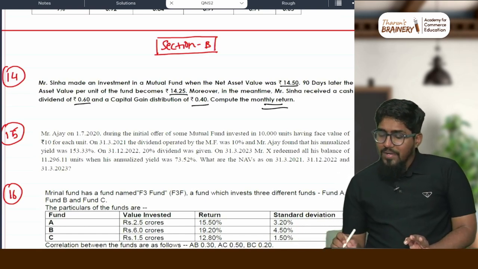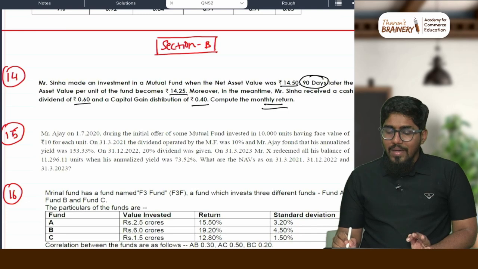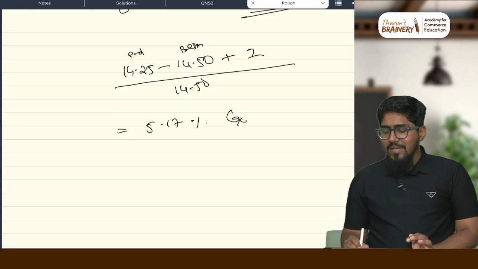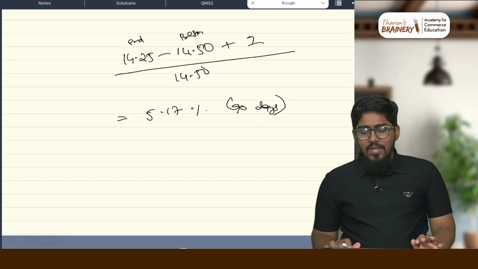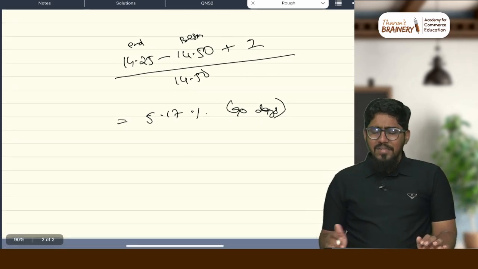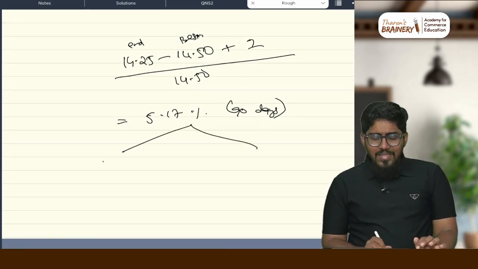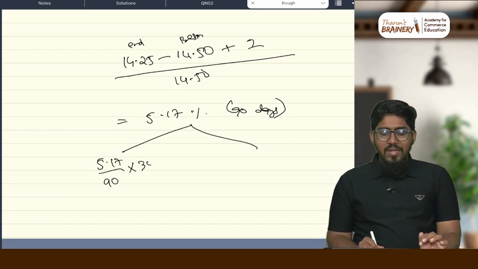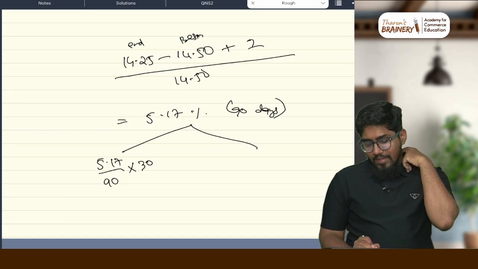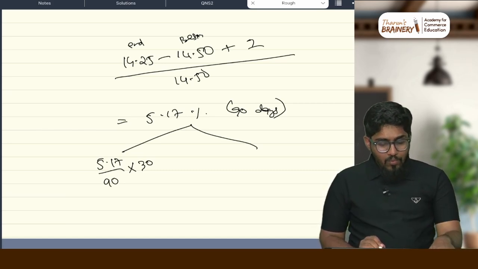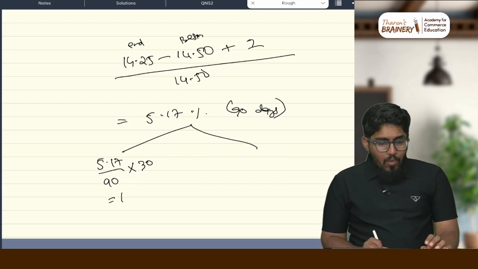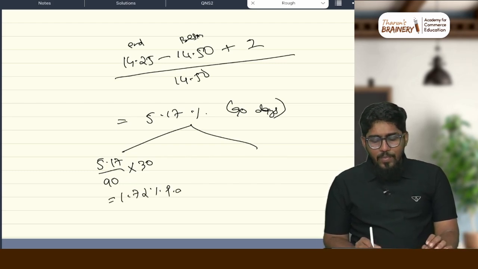So this is for how many days? This is for 90 days. Sir, this return is for 90 days. This is not per annum, this return is for 90 days. Now sir, they are asking monthly return. See, two ways you can do, okay? The one way is directly you can do: 5.17 is for 90 days now. For 30 days how much? Clarity, for 30 days how much? Because 30 days is the monthly return. Are you all with me? So what you can do, divided by 90 into 30 is equal to 1.72 percentage.